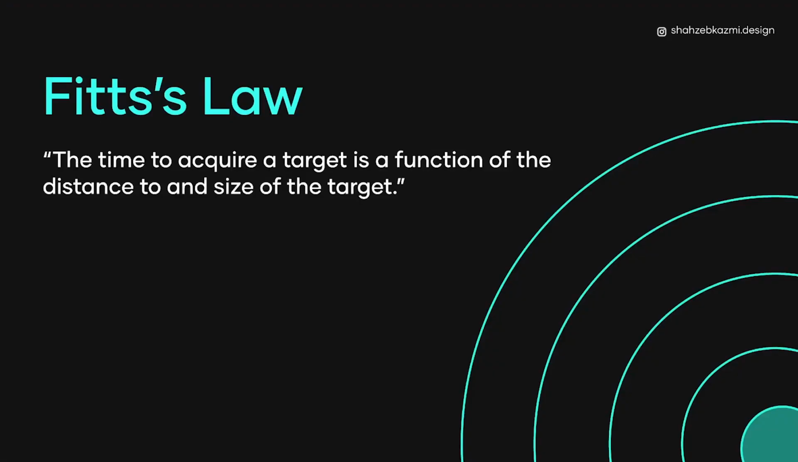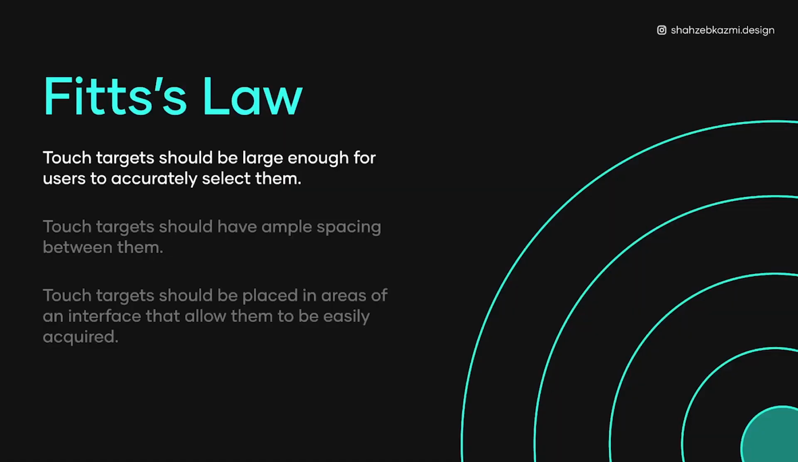The first law is Fitts's law. It states that the time to acquire a target is a function of the distance to and size of the target. So the emphasis is on two words, distance and size. It's referring to your CTAs, call to actions, your buttons, and how they should be positioned, like what size they need to be so that they are effective. So these are a few ways we can implement them in digital UX.